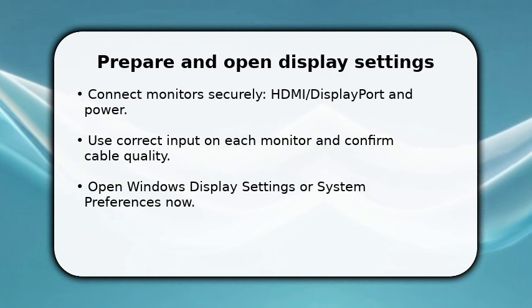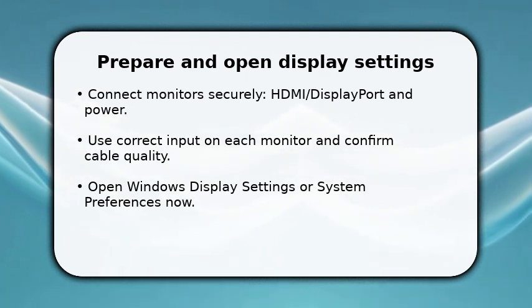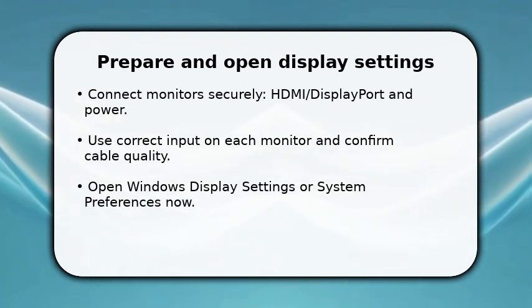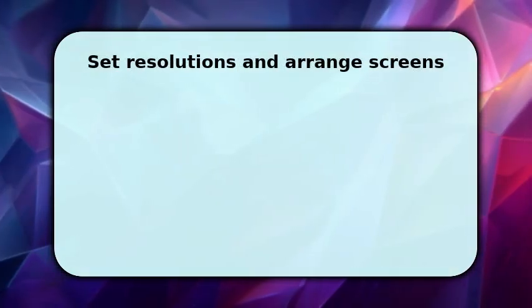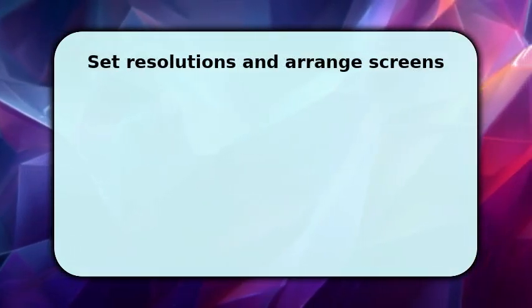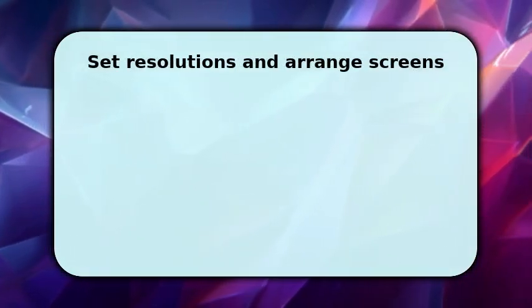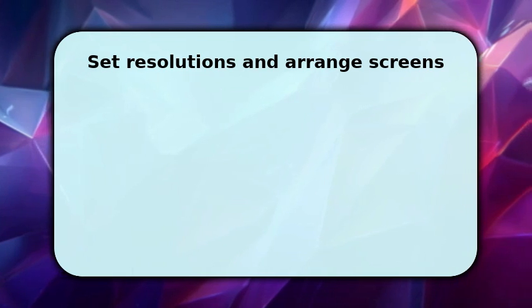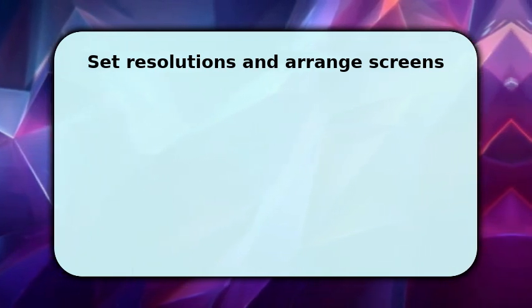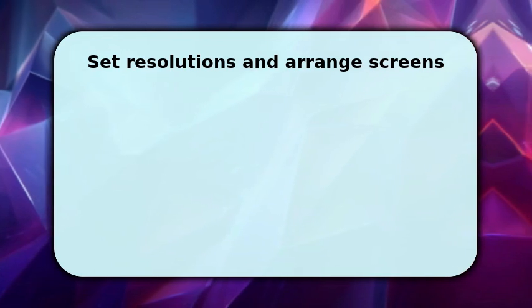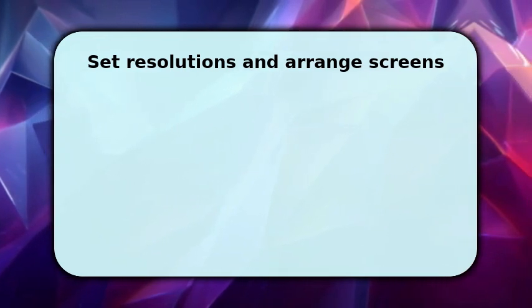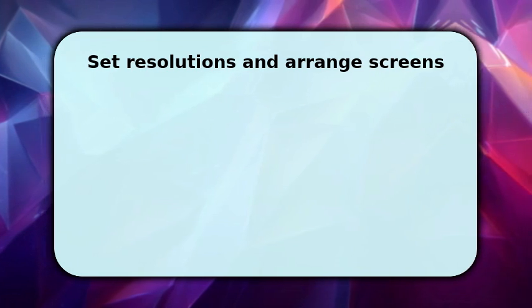This gets you immediately into the configuration area, where resolution and arrangement controls live. Now pick each display and choose its native resolution from the drop-down. Native is best for clarity. Next, drag the monitor icons to mirror your physical setup so the cursor moves logically from one screen to another. Use the Identify function to confirm numbers.